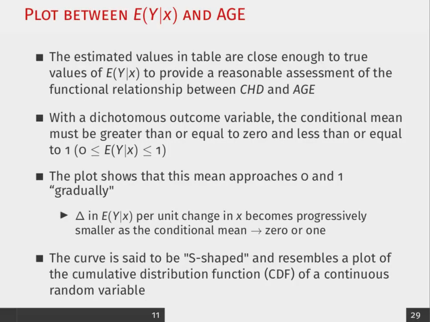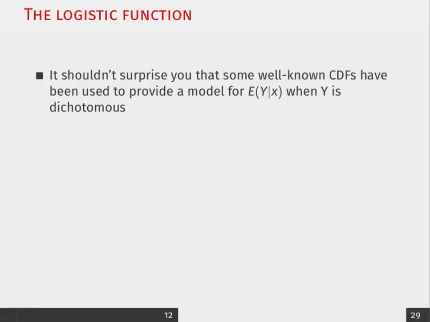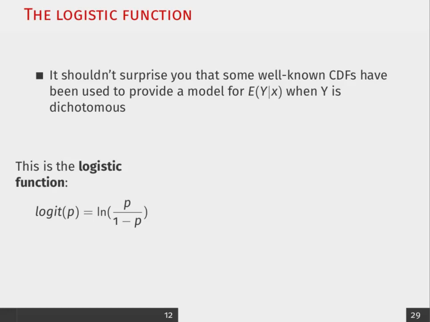So what can be said about this is that the curve represents an S shape, and this is very nice because this looks very similar to the cumulative distribution functions of a lot of continuous random variables. And so we're going to use that fact and incorporate some very well-known CDFs to model this expected value of y conditioned on x, right, when y is dichotomous. And the function that we're going to concentrate on today and for the next couple of modules is the logistic function. Now, here is the logistic function.